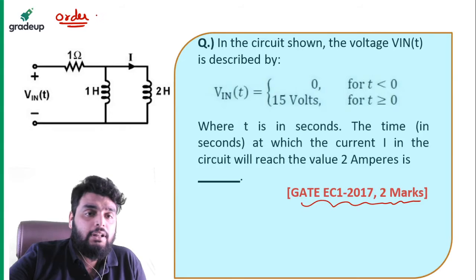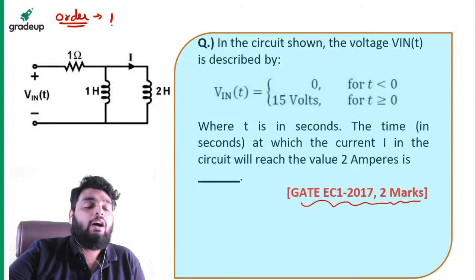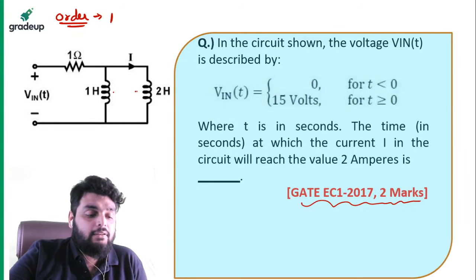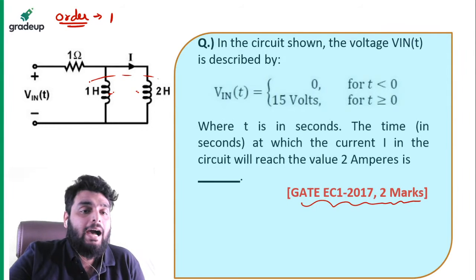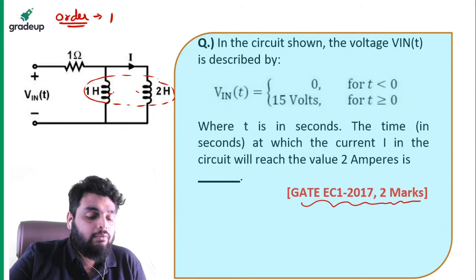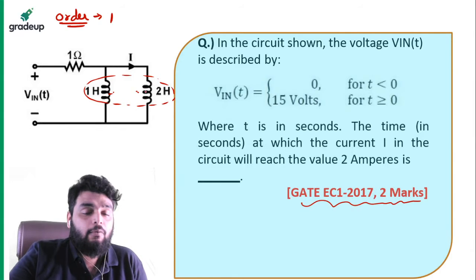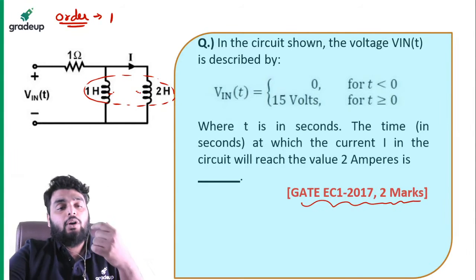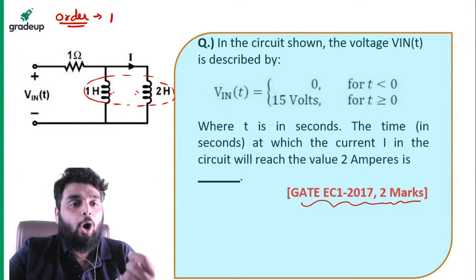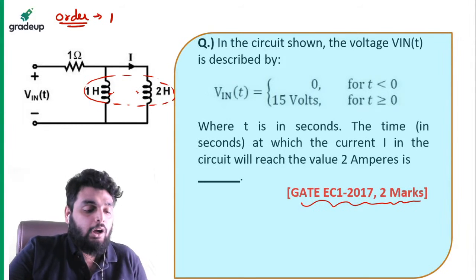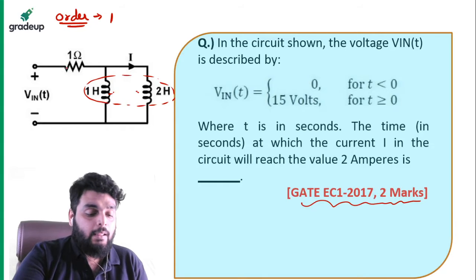So the order of this circuit is 1. Why is the order 1? Because these two inductors are in parallel and I can combine these two inductors. That's why the order of this circuit is 1. Remember this point. When you combine the energy storage elements, the order will get reduced.